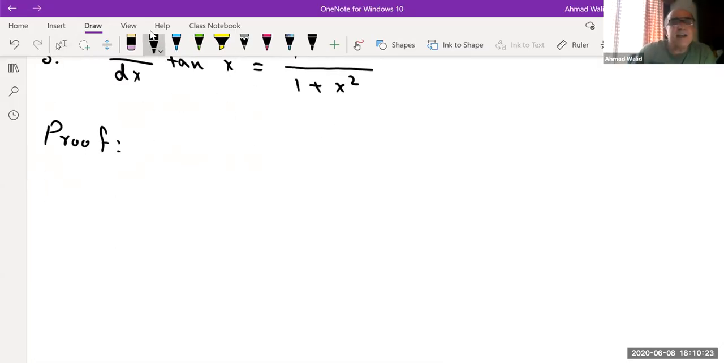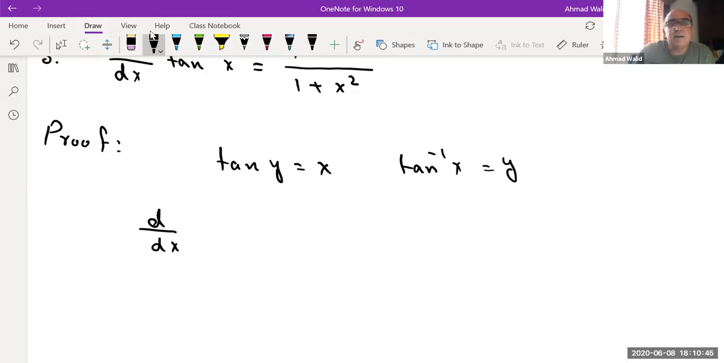Again, if I have tan y equal x, then inverse tan x equals y. Again, differentiate this equation, tan y equal x, implicitly with respect to x. d/dx of tan y equals d/dx of x.